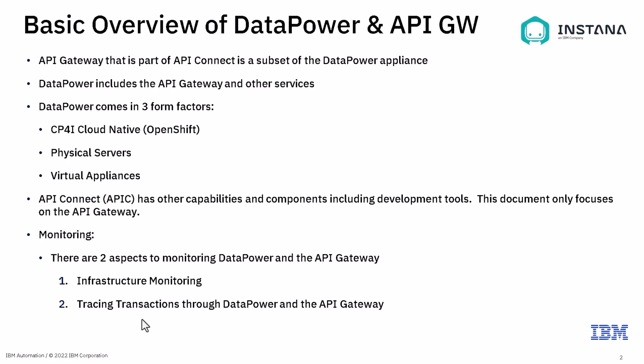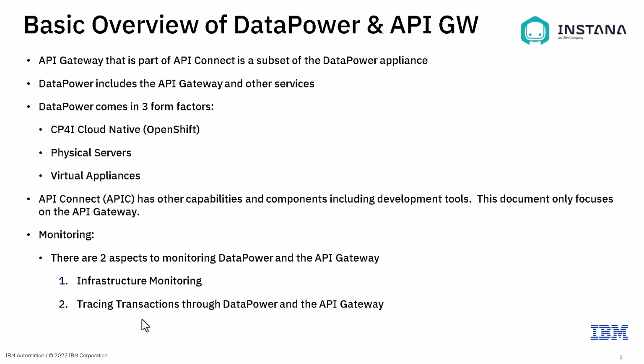First, it's important to know that there's something called the API gateway that is part of API Connect. Essentially, it's a subset of the DataPower appliance in terms of capabilities. The API gateway is included in DataPower. So either way, it is supported and we can monitor the API gateway and we can monitor the transactions through that API gateway.